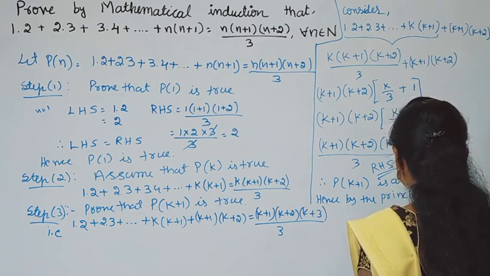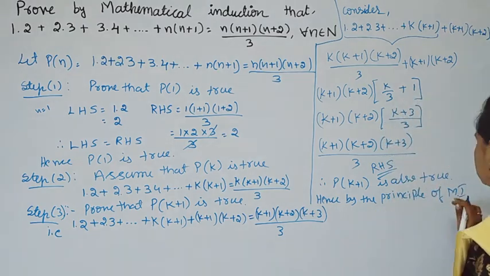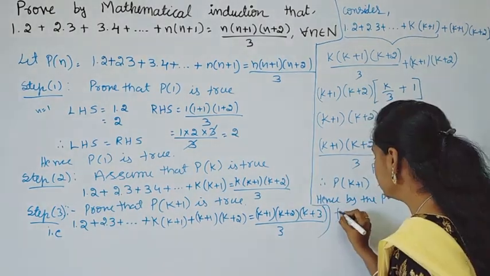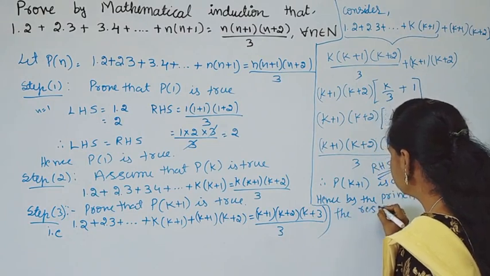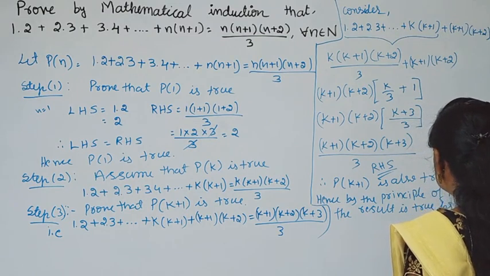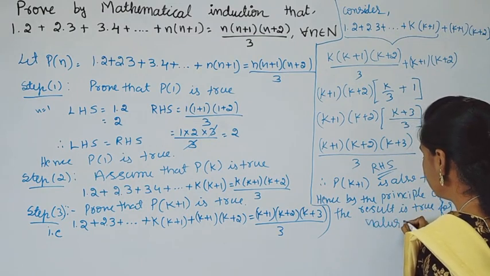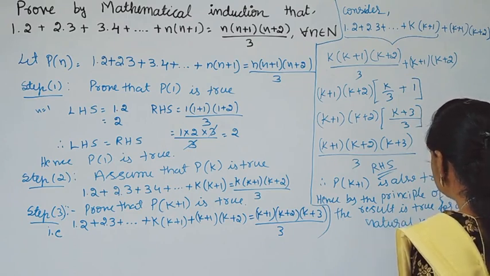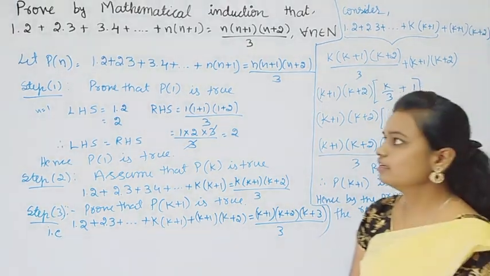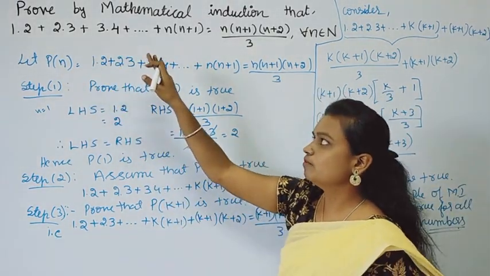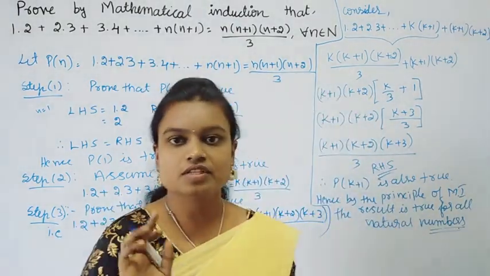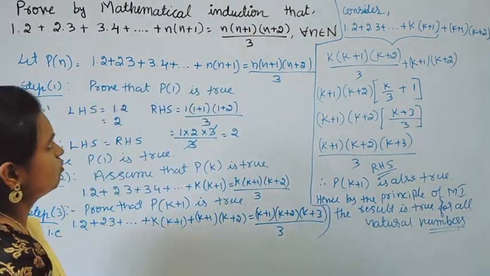By the principle of mathematical induction, MI means mathematical induction, the result is true for all natural numbers. The given result is true for all natural numbers. Understand? This is for 1 into 2 plus 2 into 3 plus 3 into 4 plus etc. We have to follow the same procedure. Understand? So shall we move on to the next problem?